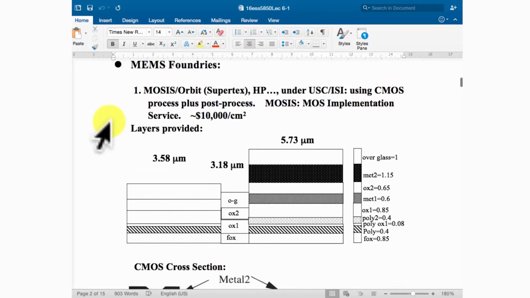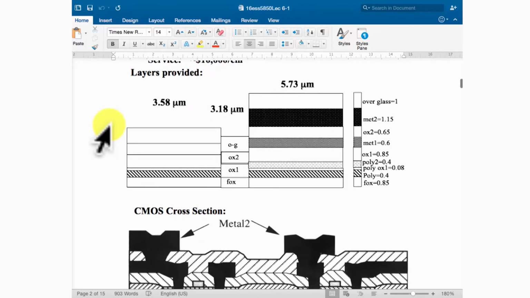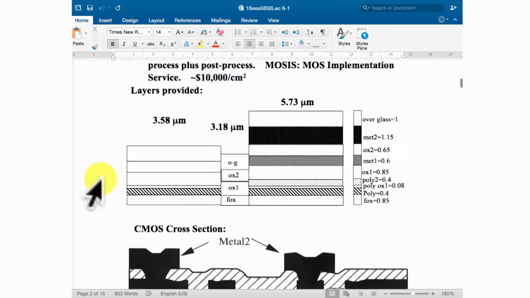Okay, let me give you some basic idea. For the MOSIS or CMOS process, what kind of material and layers they can provide, and what kind of structure you can have. Just a rough view here. We will talk about it in more detail later on. So let's look into the CMOS process.